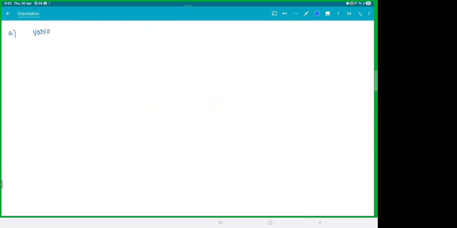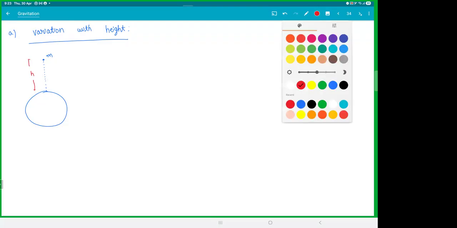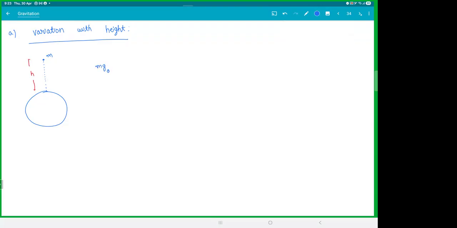What if you go above the planet and then we want to see how the gravity varies? The variation with height. So if you take a planet, if you have a particle m, and let's say you're at a height h, like I said, the same thing, m into g apparent. So this is your apparent gravity, which is nothing but mass into field. So g apparent will be GM by (R plus H) whole square.